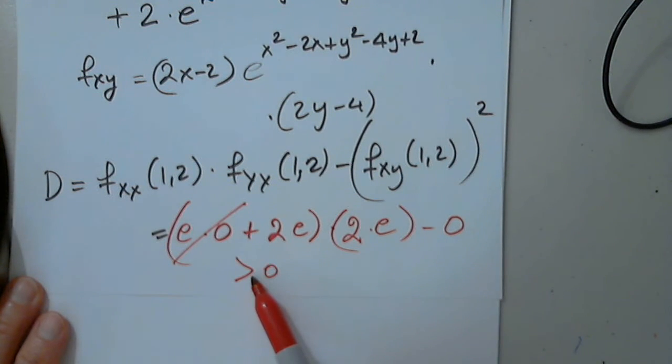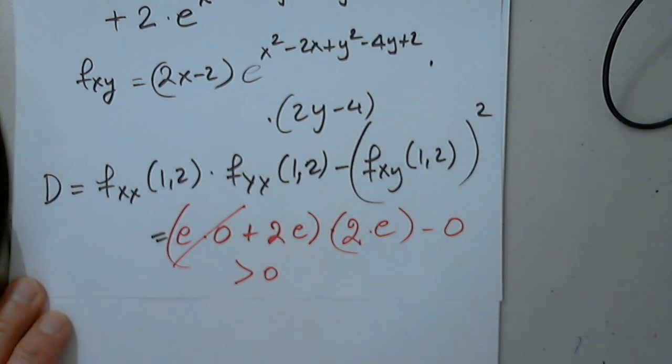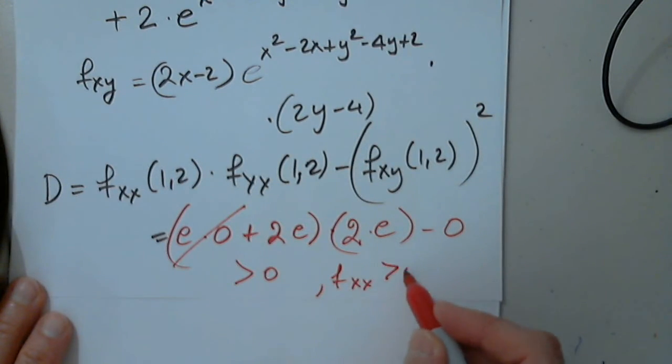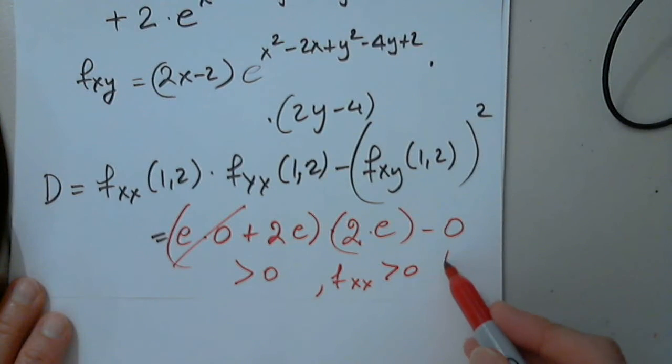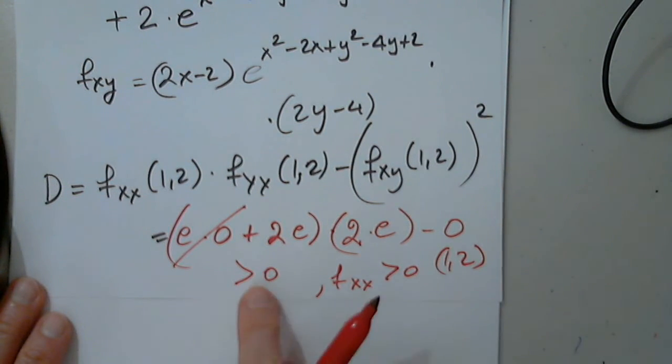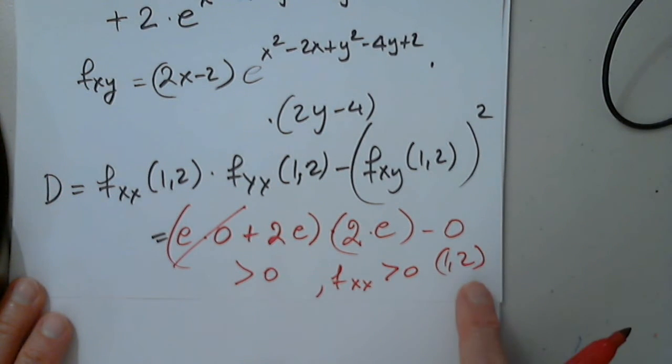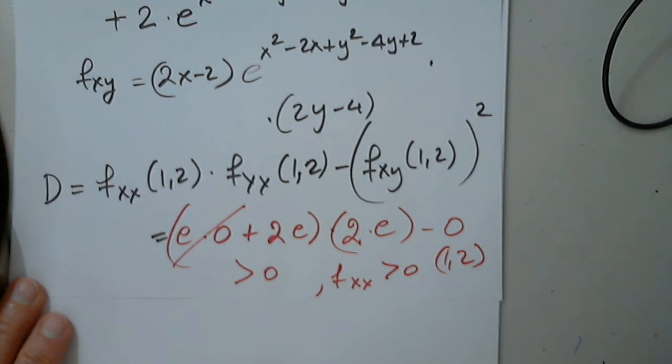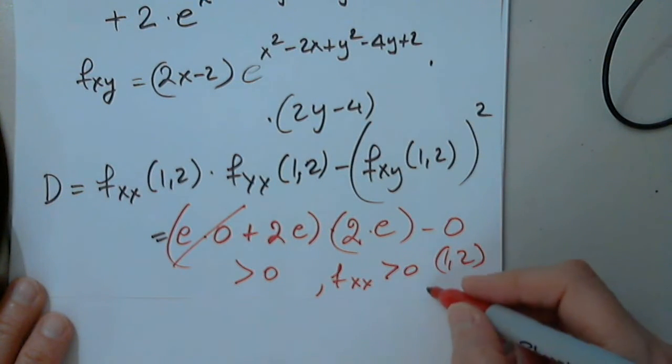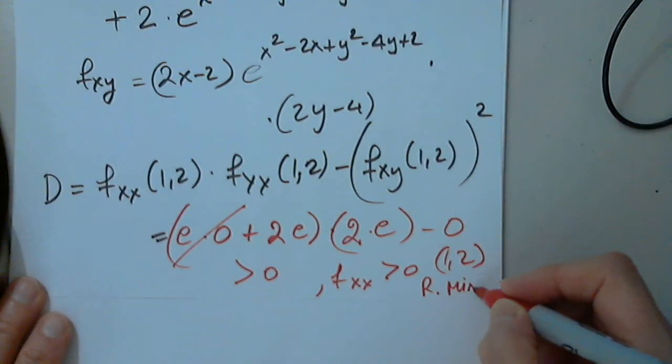If it's less than 0, it's a saddle. If it's 0, then it's a problem. The test is not applicable. Okay, so I see that fxx is positive, D is positive. What do I conclude about (1, 2)? D is positive, fxx is positive. What does (1, 2) represent? A min. Very good, awesome.